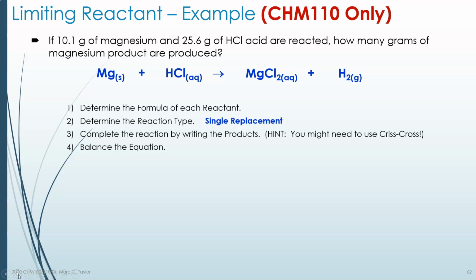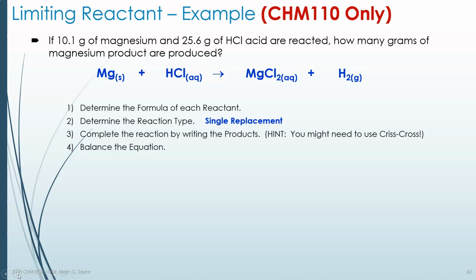That's how it's formed, that's how it's seen in nature. Its elemental form is H2, a diatomic molecule. And then magnesium chloride is MgCl2 because magnesium is +2. The chloride is -1. We crisscross and we get 1 magnesium, 2 chlorines.